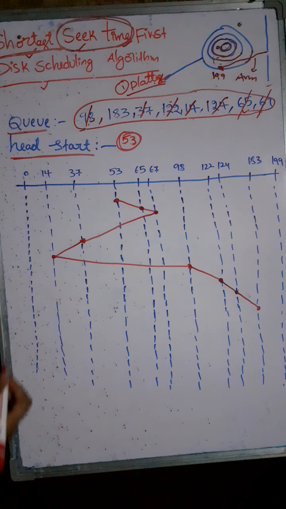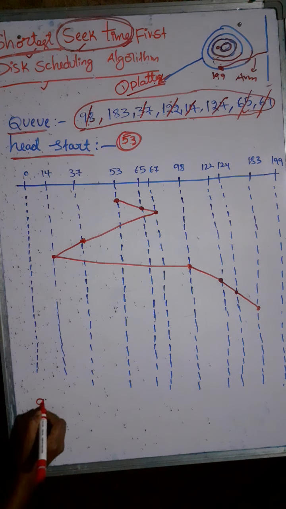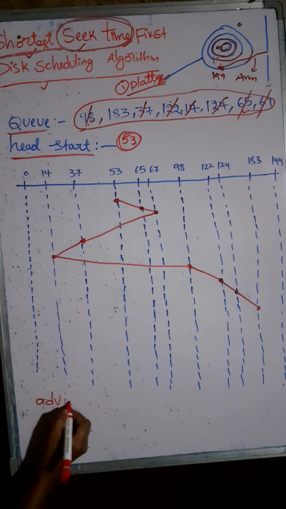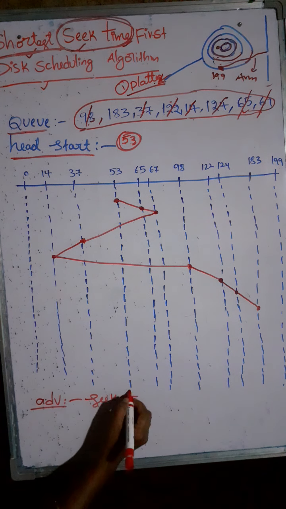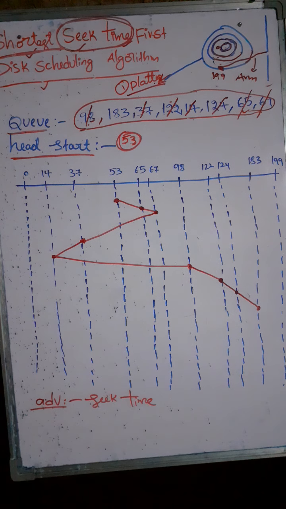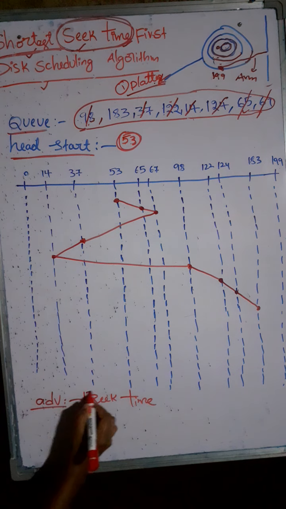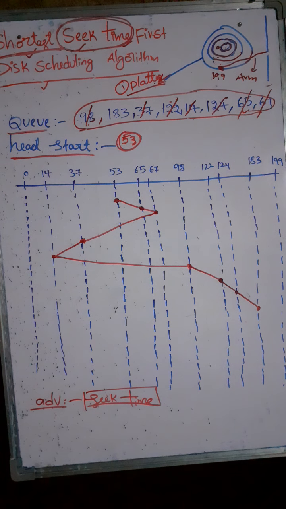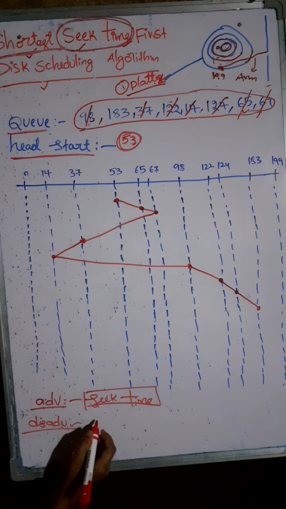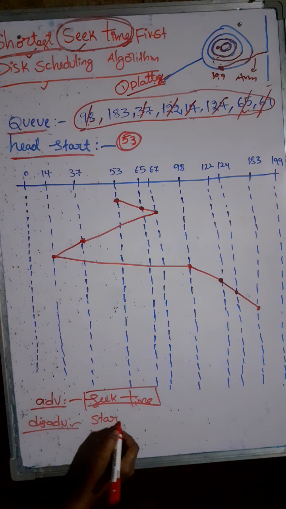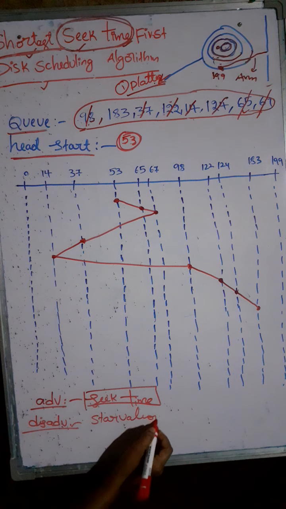Here we have some advantages and disadvantages. The advantage here is that the seek time is less compared to the first come first serve disk scheduling algorithm. It takes less seek time. That is the advantage. The disadvantage is that it causes the starvation problem.